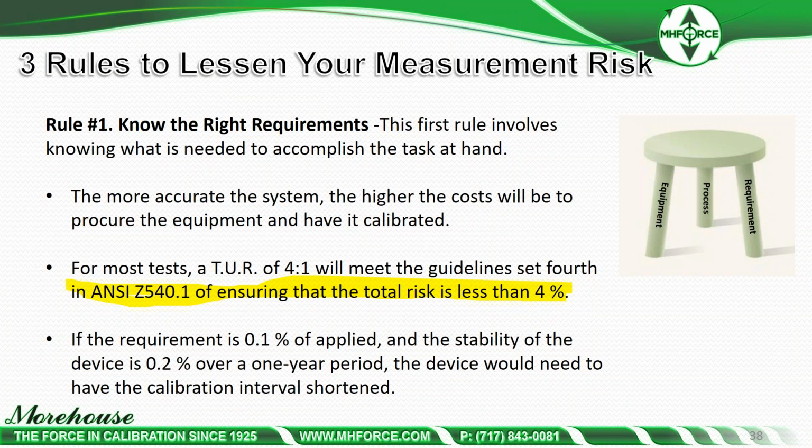So if the requirement is 0.1% of applied and the stability of the device is 0.2% over a 1-year period, the device would have to have the calibration interval shortened. We see this a lot here, and I try to address this with customers. What essentially happens is they say, hey, I want this device to be 0.1% of applied, adjusted if it's not in. Every year it comes in, it's not in calibration.